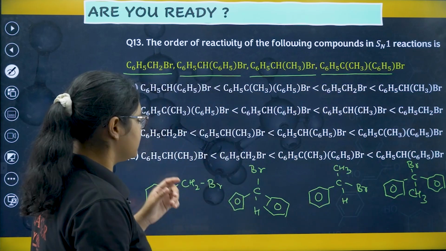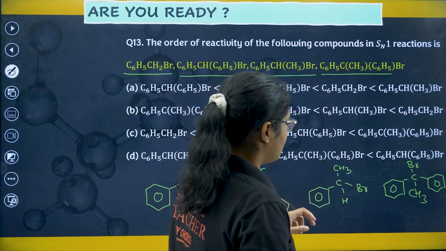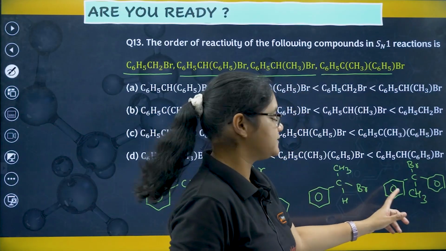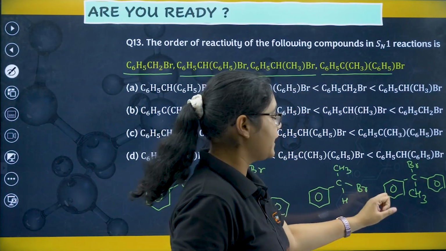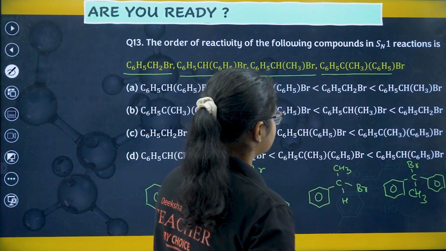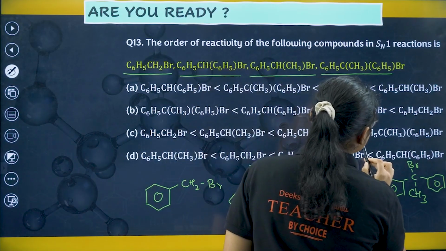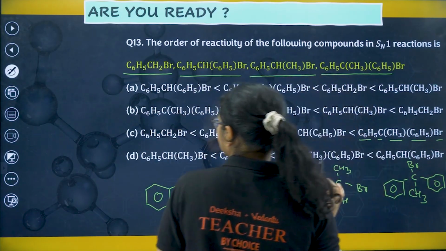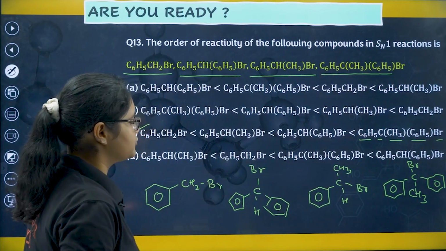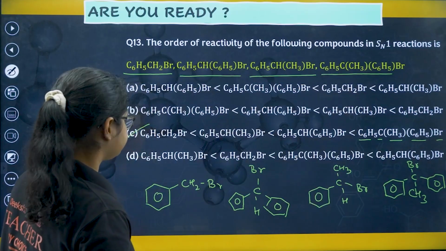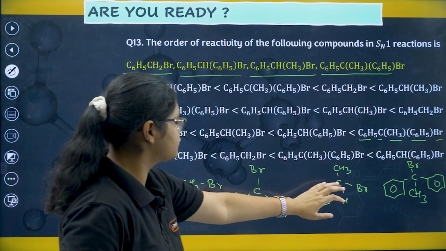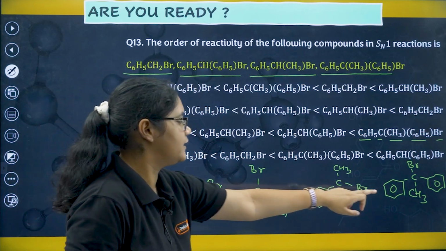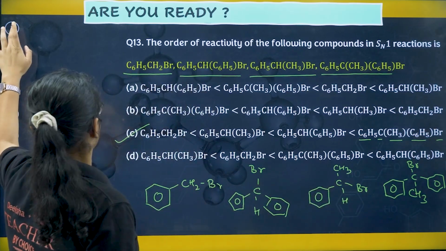Now if you see in this case, the carbocation which is formed will be more stabilized because we have two phenyl groups here, right? So this one will be highly reactive. So that option, C6H5C(CH3)(C6H5)Br, in the last, will be the last one. So that has to be the correct answer, option number B here. And the least reactive will be C6H5CH2Br, then we have this one, then this one, and lastly this one. Okay, fine.